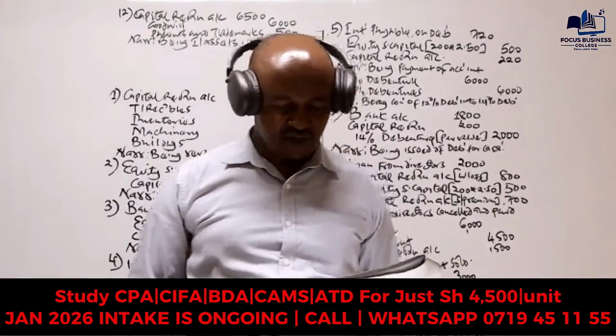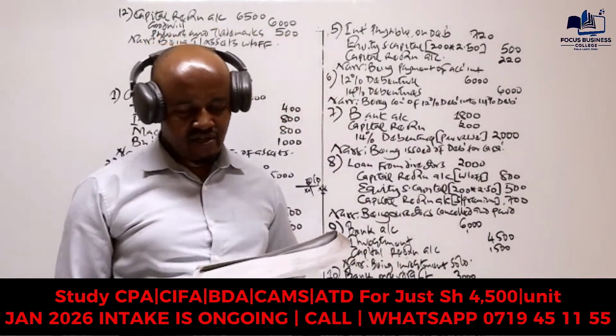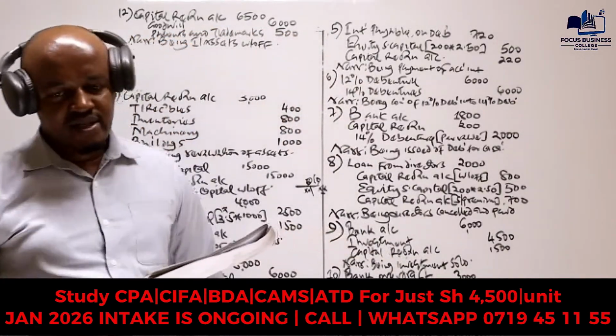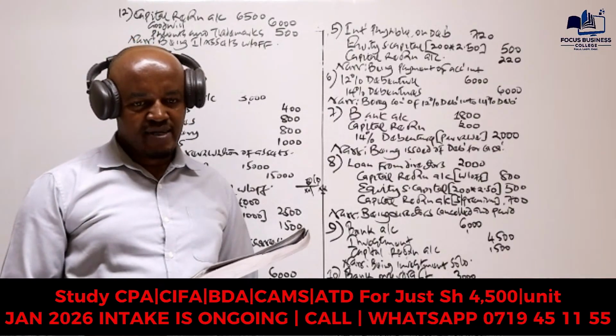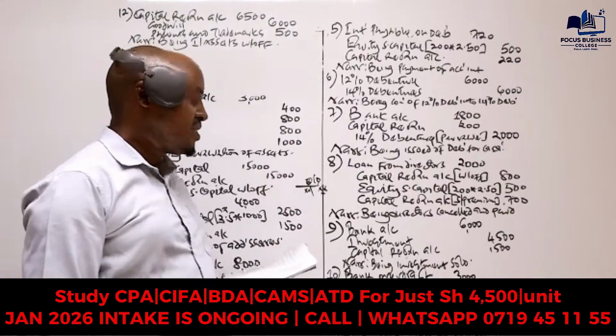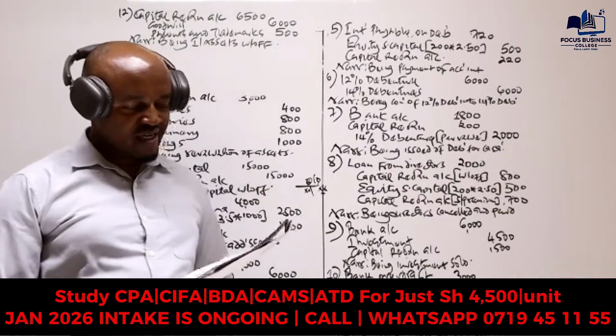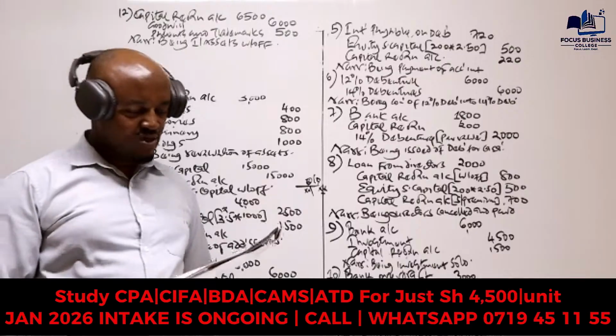Then note number 10, we are told it is estimated that under the new arrangement... Now, that information which we have in note number 10 will be used in answering part C. Do we use that in making the journal entries? No. That one will be used in answering part C of the question.